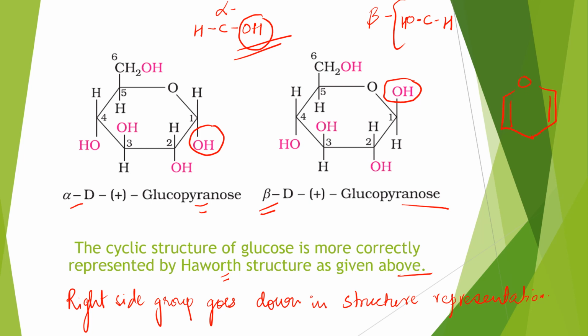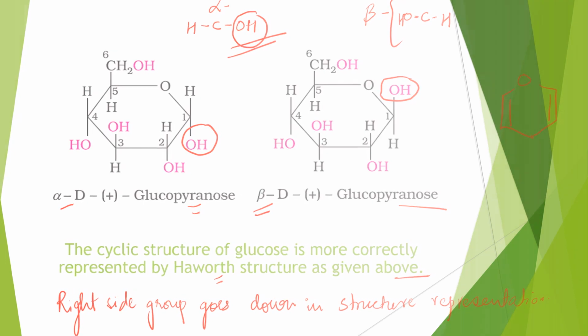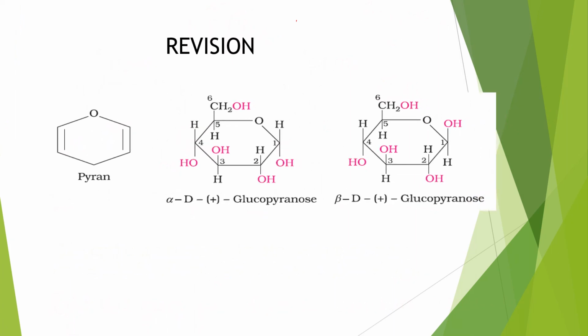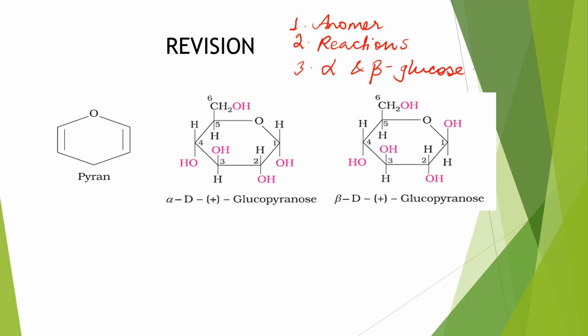So now let's revise whatever we have studied till now. We have studied what is anomer. We have studied the reactions which the Fischer projection of the glucose molecule was not showing. And finally we saw the glucopyranose structure. And third thing we saw alpha and beta glucose. So this is the revision.